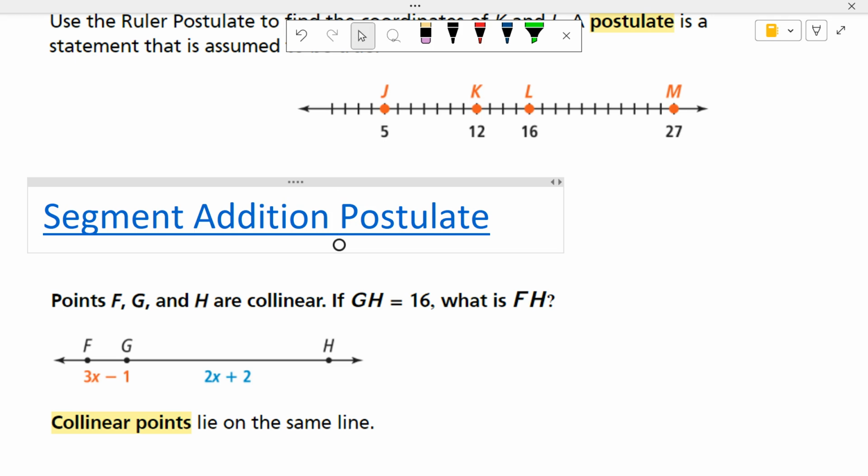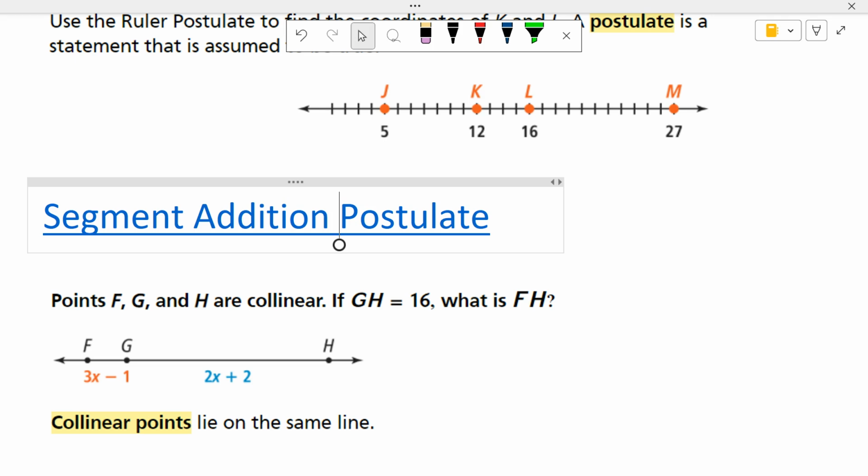So if we're told that this segment from G to H is 16 long, we can figure out what X is and figure out how long FG is and then what FH is, as long as the points are all collinear. Collinear means that they are on the same line, because the base word of collinear is line.